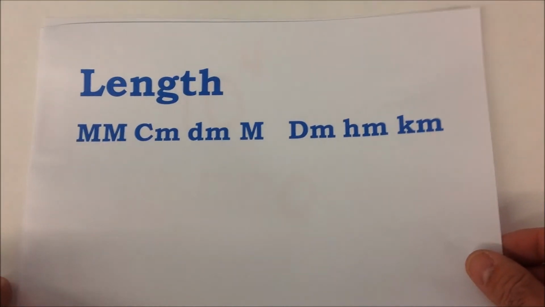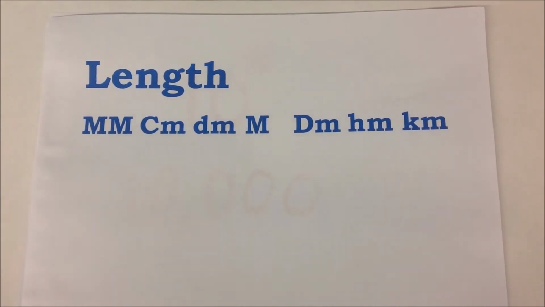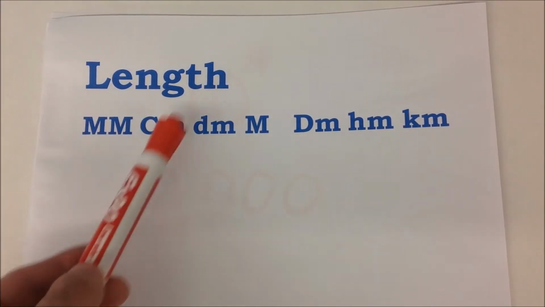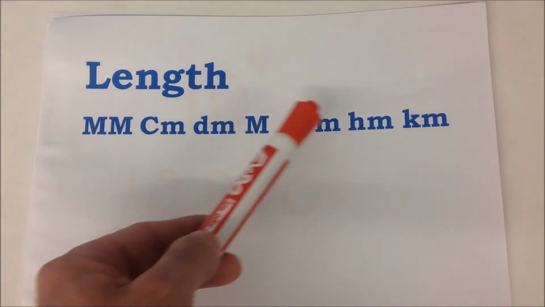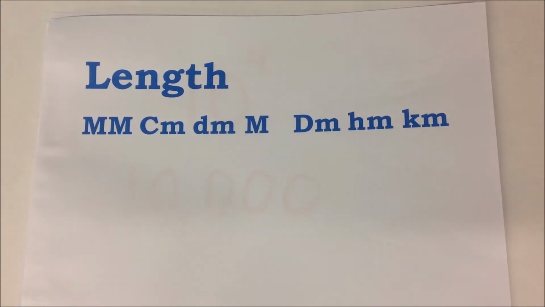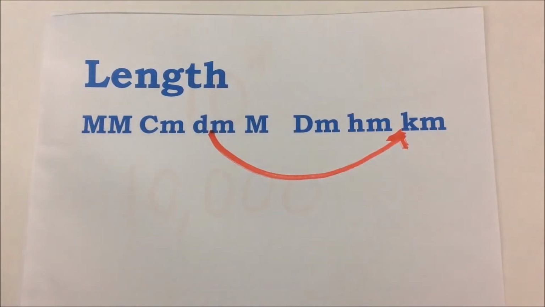Well, let's look at length. Again, we know we use length when we want to measure how long something is, or how wide something is, or the height of something. We just say length, right? And again, millimeter, centimeter, decimeter, meter, decameter, hectometer, and kilometer. See if you can do this. How many decimeters are in 1 kilometer?